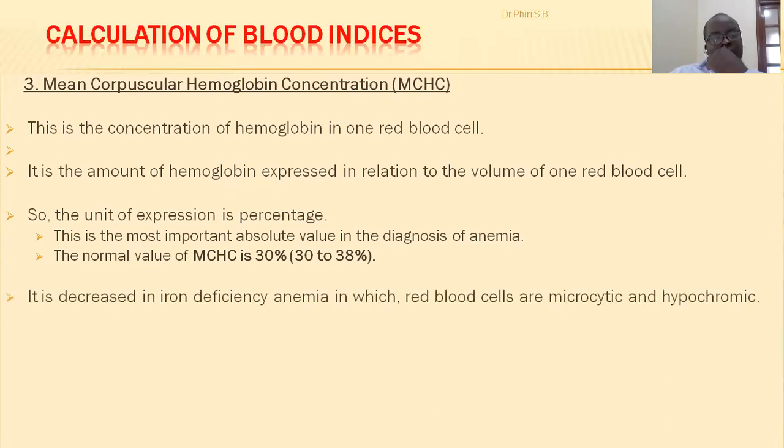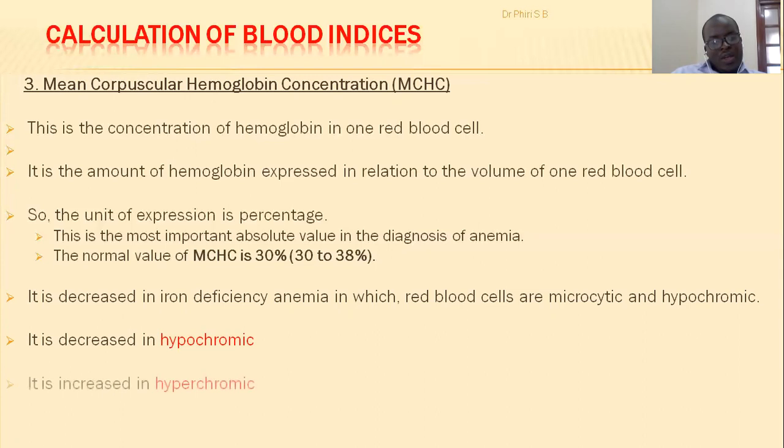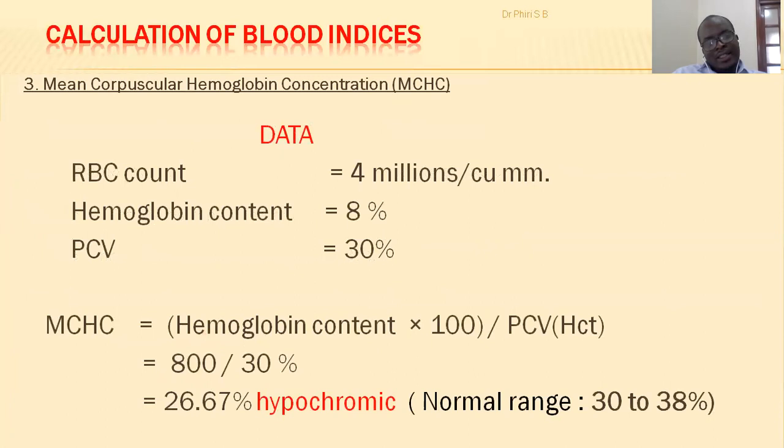So MCHC is decreased in iron deficiency anemia, in which the red blood cells are microcytic and hypochromic. So when it's decreased, it's hypochromic. When it's increased, it's hyperchromic. Then when it's normal, it's normochromic. So you have different types of anemia. Here, mainly, you're going to look at the color of the cells, whether they are hypochromic, hyperchromic, or normochromic. But remember, this is very important for you to come up with the definitive diagnosis of anemia as compared to the other blood indices.